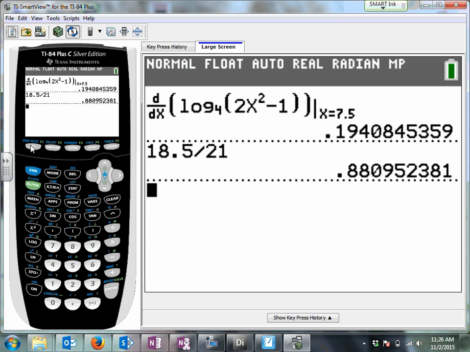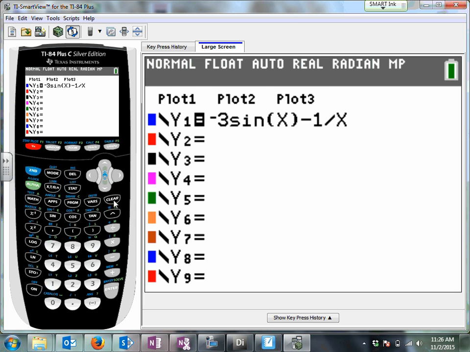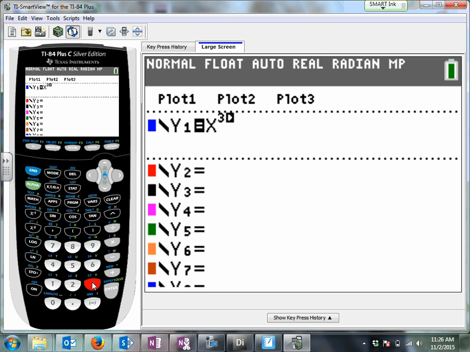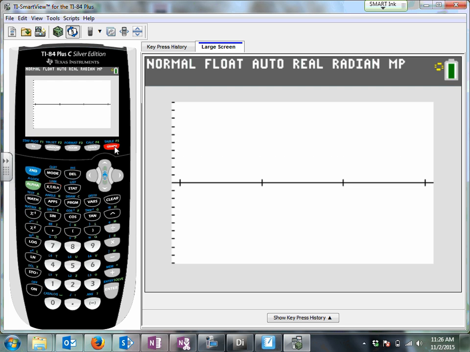Okay, what was our equation? Cube root of x cubed minus 12x.